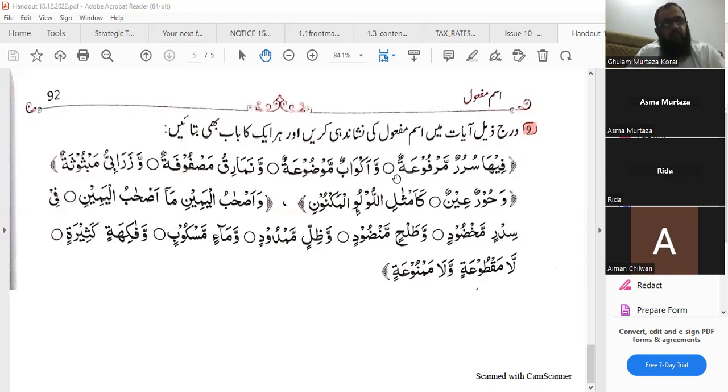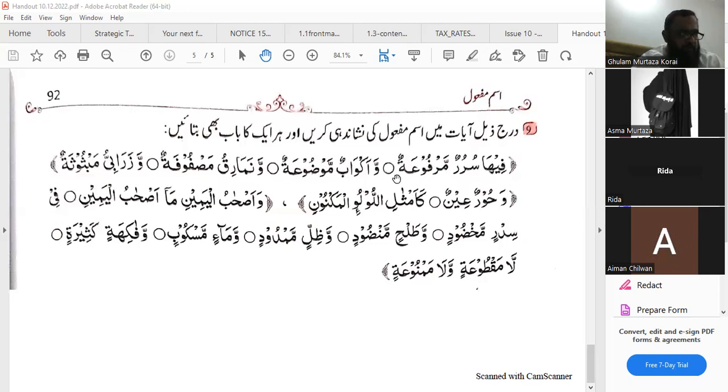وَأَصْحَابُ الْيَمِينِ مَا أَصْحَابُ الْيَمِينِ فِي سِدْرٍ مَخْضُودٍ وَطَلْحٍ مَنْضُودٍ وَظِلٍّ مَمْدُودٍ وَمَاءٍ مَسْكُوبٍ وَفَاكِهَةٍ كَثِيرَةٍ. Yes. The first. Where is this maf'ul? The first one. مخضود. Okay. Is it واحد مثنى جمع? واحد. واحد اسم مفعول.